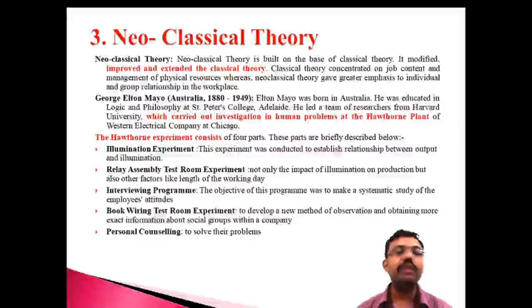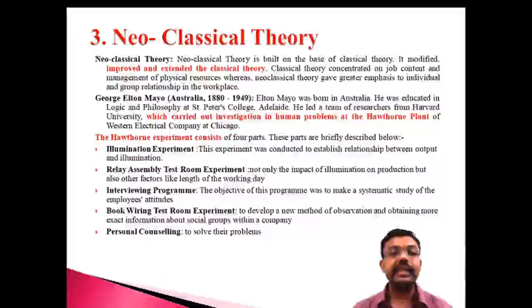The first important element is the illumination experiment. That means the experiment was conducted to establish the relationship between output and illumination. That means how the output is related to the input. Suppose from the organization's point of view, they give a lot of inputs to the employees, and naturally they produce outputs. That means on the basis of the input, definitely he produced the output.